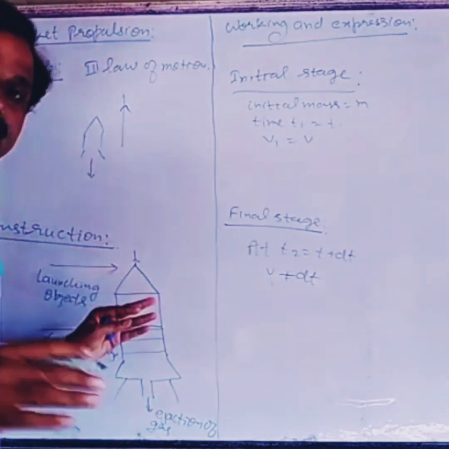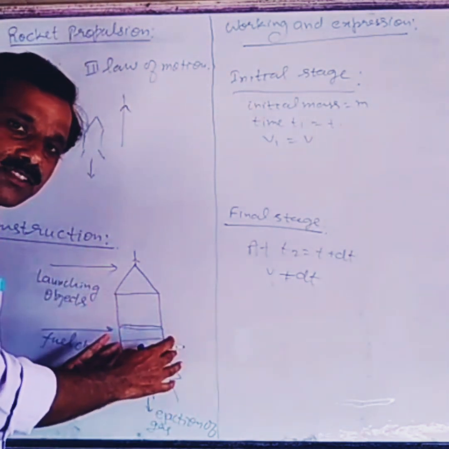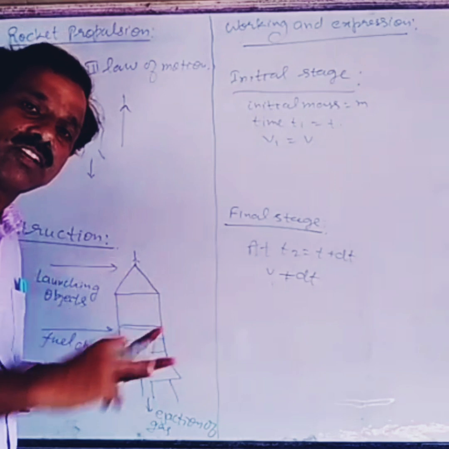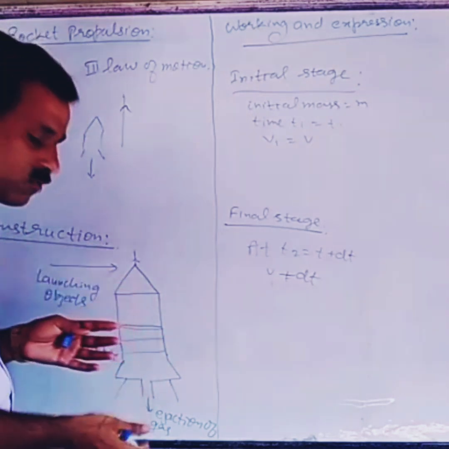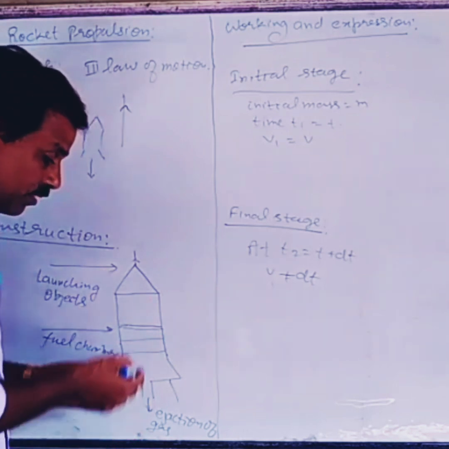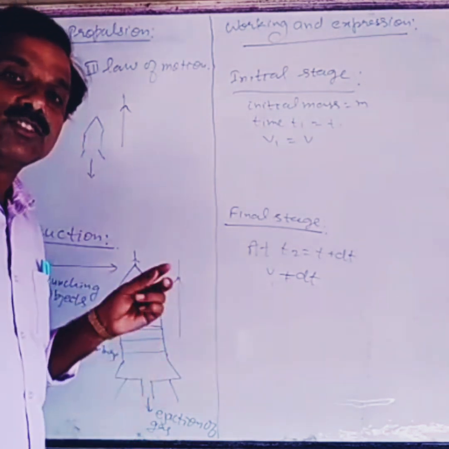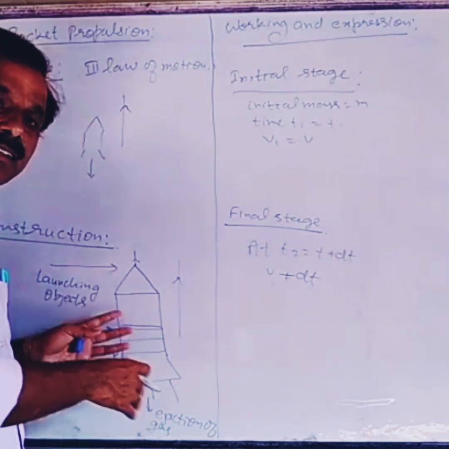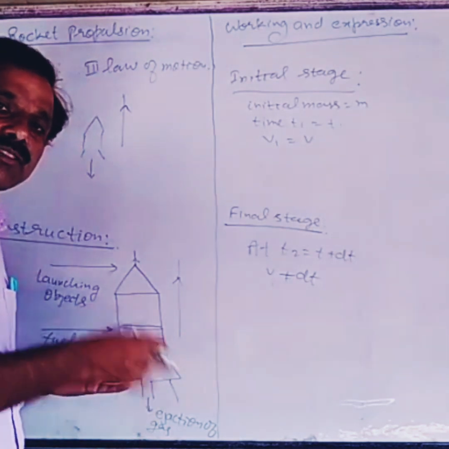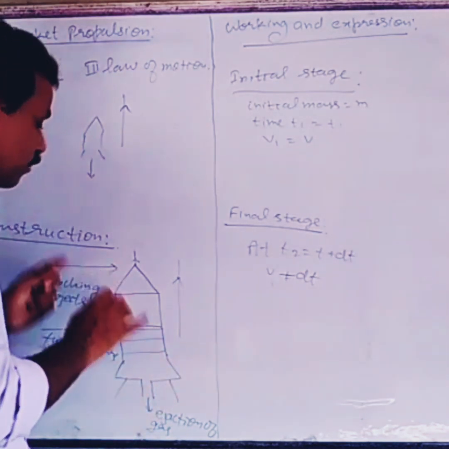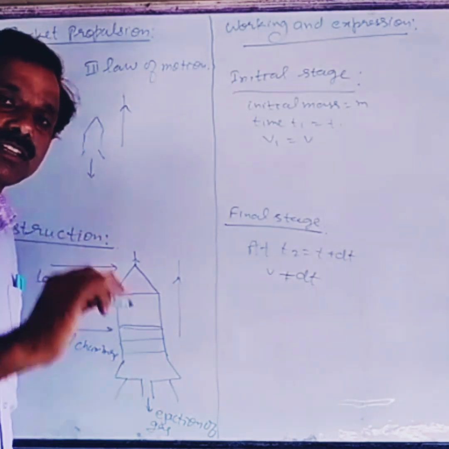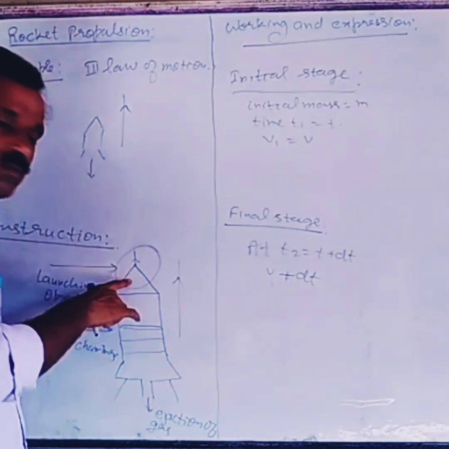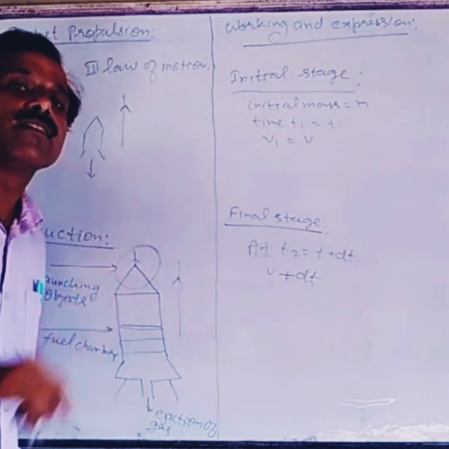And the construction is very simple. There are many fuel chambers in which solid fuels are filled, like solid oxygen, solid hydrogen, etc. As they burn up, gases are exerted speedily downward, so it moves in the upward direction due to the thrust produced by these gases. As the fuel chambers become empty, they are left in space, and important equipment, devices or the satellite, etc., are adjusted at the top. Launching objects are here, which are to be carried towards the target.